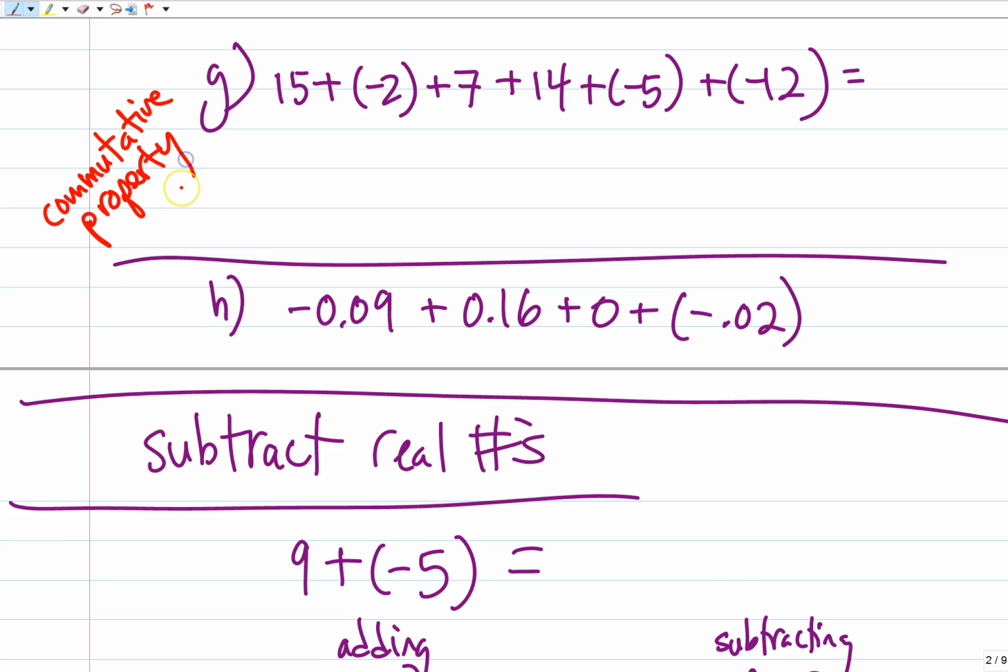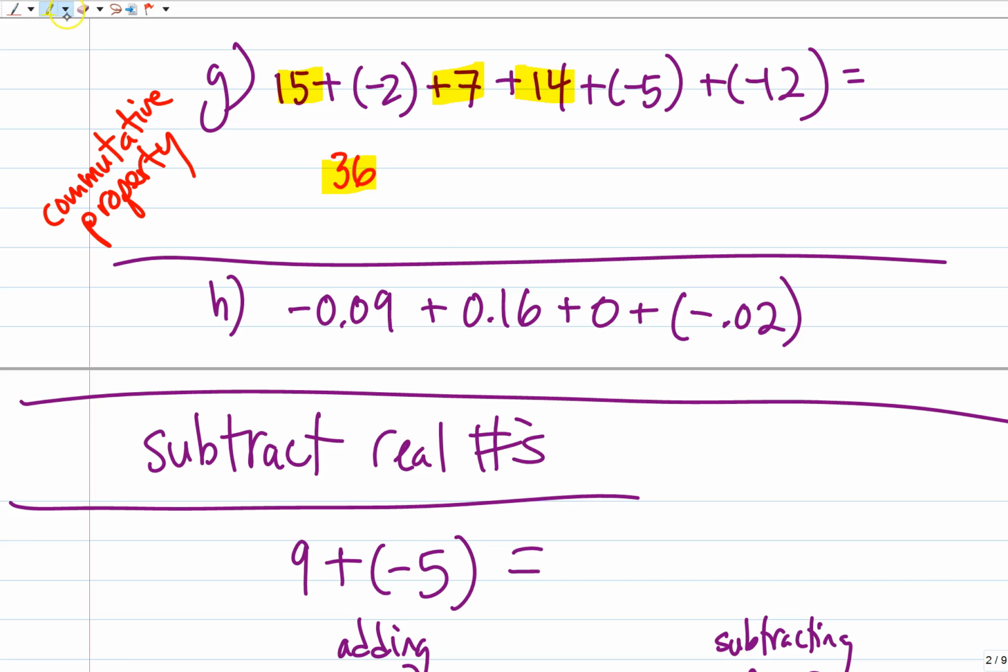You don't have to, but we can add these in any order. So the commutative property basically says commuting, I can change the order. I can add in different orders. So wouldn't it be a lot easier just to add the positives with the... Could I do that? What is 15 plus 7 plus 14? 36.